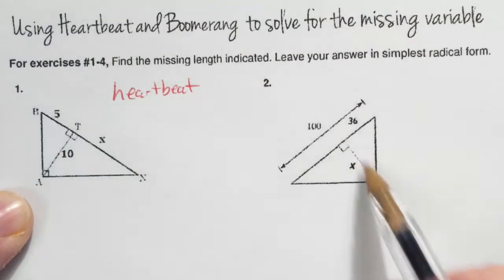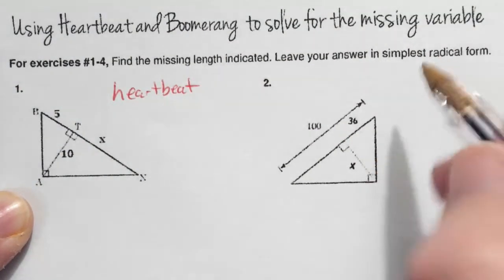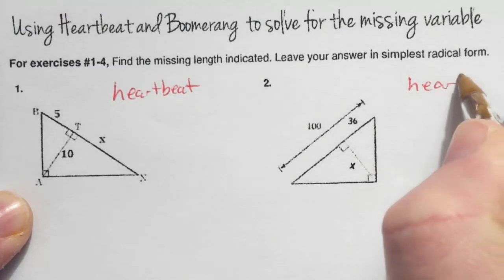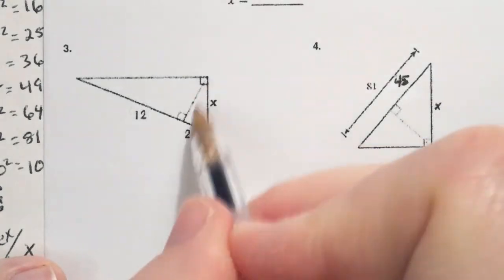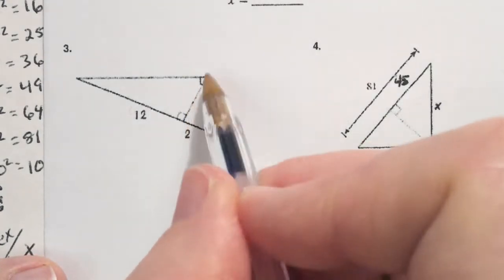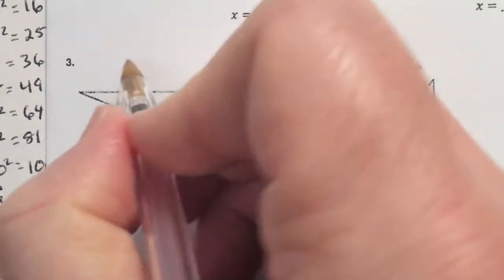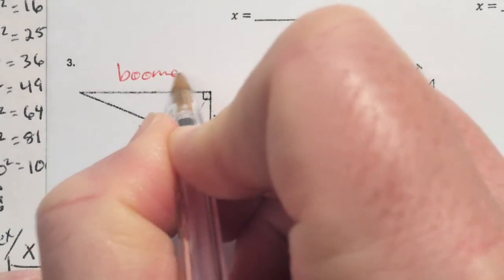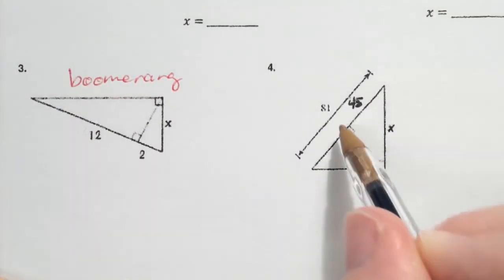Okay, what about this one? What do you think you're going to use? Heartbeat or boomerang? Heartbeat, because the middle line is labeled. This one, what do you think you're going to use? Heartbeat or boomerang? Boomerang, because the middle line is not labeled. Everything's just on the outside. So this will be boomerang. And this one, what do you think you're going to use? Heartbeat or boomerang?